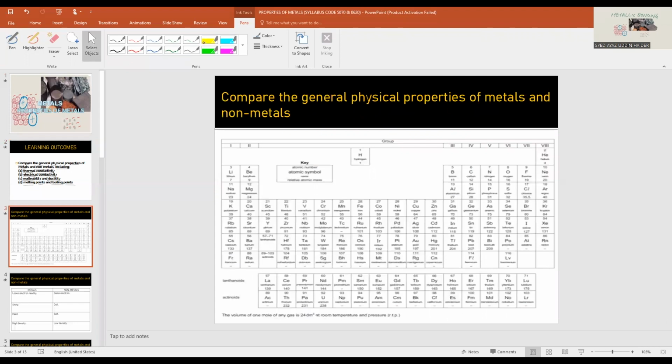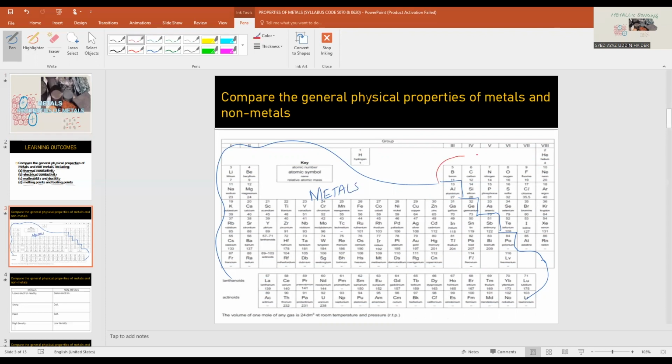So first of all, you should know where these metals are placed in the periodic table. Recall the staircase line in the periodic table. This is the staircase line. All these elements below the staircase line are metals, and above this staircase line, we have non-metals.